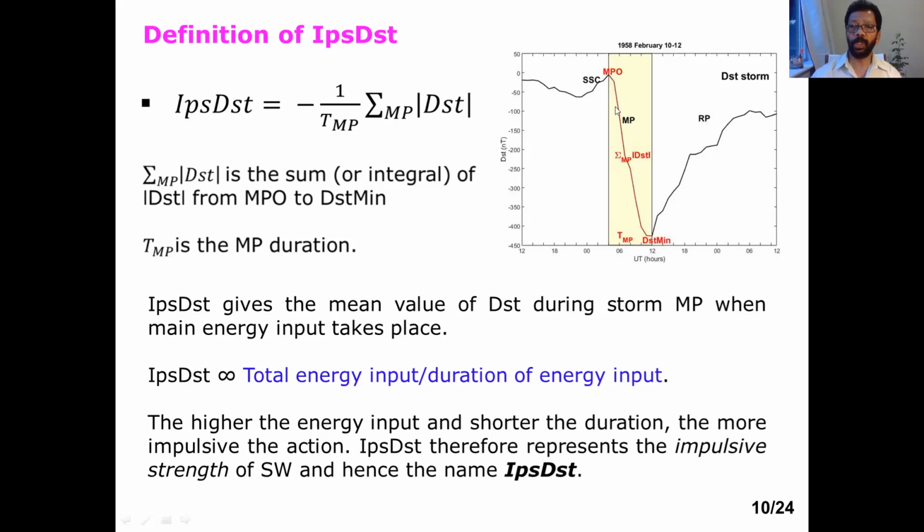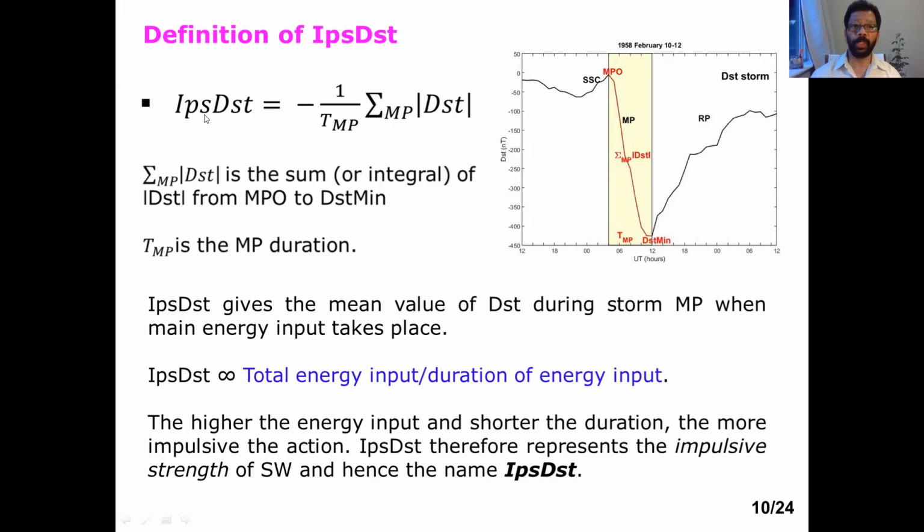From MPO, DST continues to decrease and reach the lowest value called DST min, which represents the intensity of geomagnetic storm. This value has been used for space weather applications conventionally, but we found this was not sufficient to distinguish between severe space weather and normal space weather. So we introduced our new parameter. For defining our new parameter, first we found the sum of the modulus of DST from MPO until DST min. Then we divide the sum by the duration of the main phase from MPO to DST min.